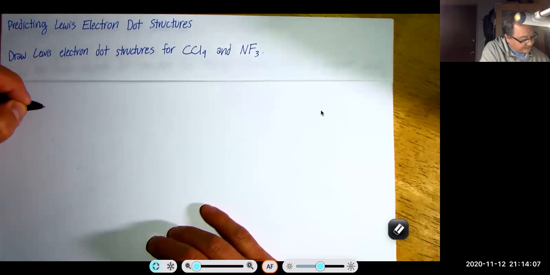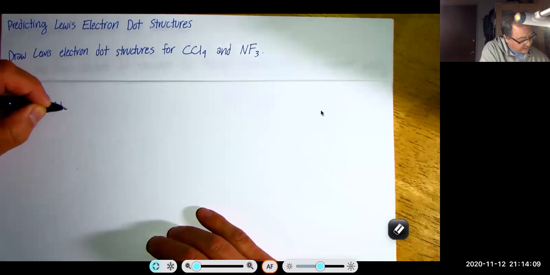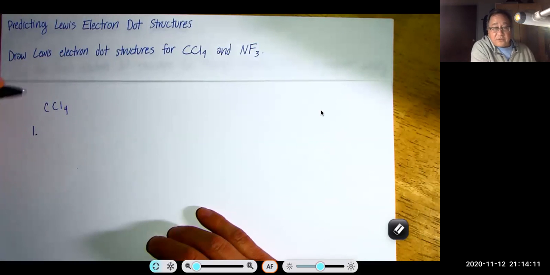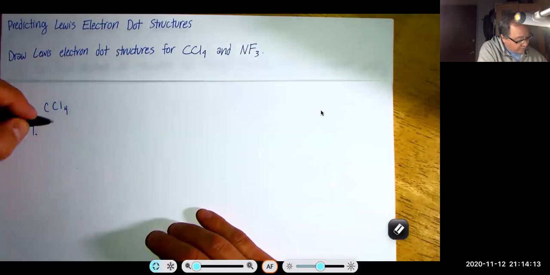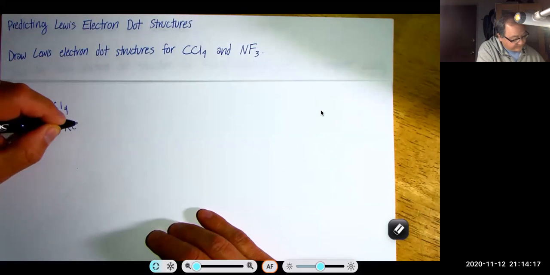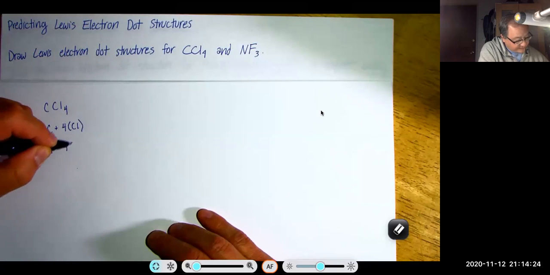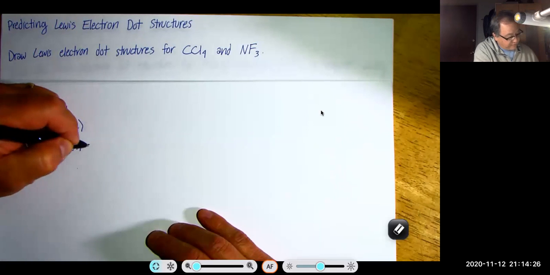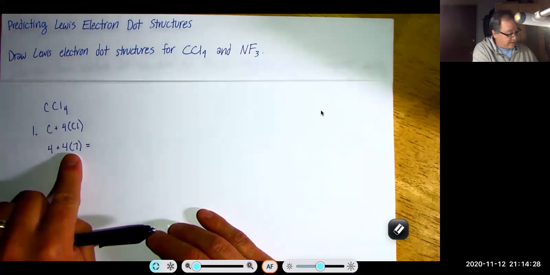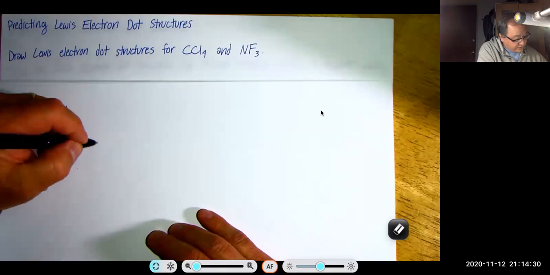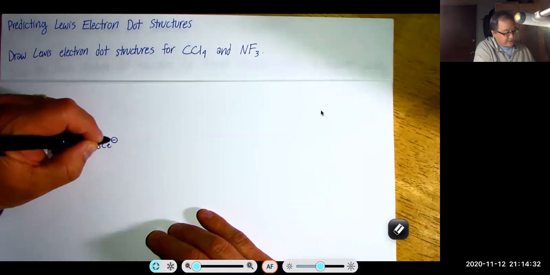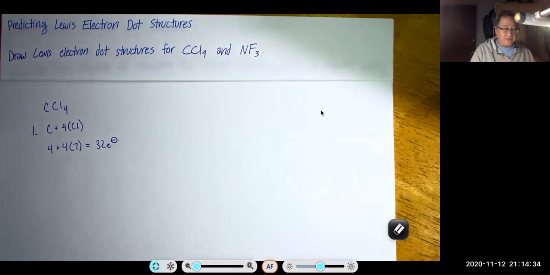So let's take a look at CCl4. And the very first thing we want to do is count valence electrons. So we have 1 carbon plus 4 chlorines. Each carbon has 4 valence electrons. Each chlorine has 7, for a total of 4 times 7 is 28, plus 4 is 32 valence electrons. So that's the first thing you do, count valence electrons.